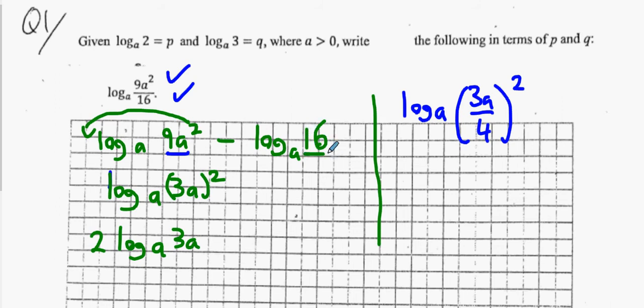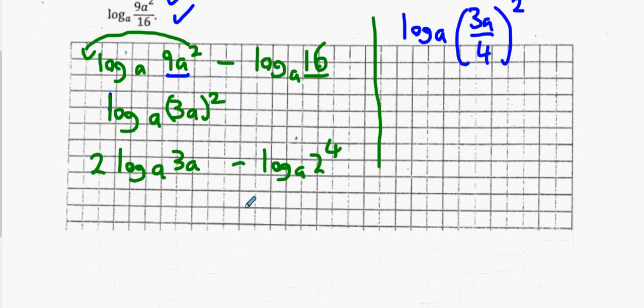16. I could turn that into a 2, couldn't I? How could I do that? I could call it 2 to the power 4, couldn't I? And what could I do with the 4? What can I do with the 4, lads? Bring it to the front. We all good with that? Okay, next part.